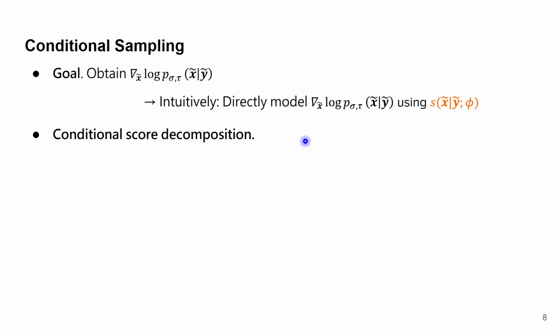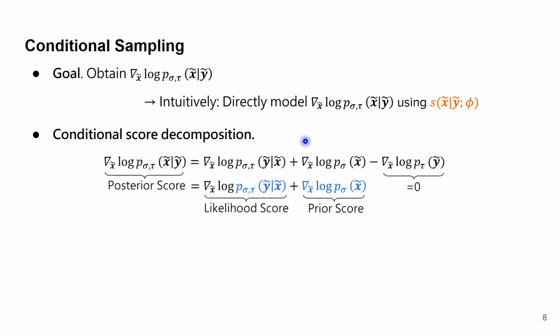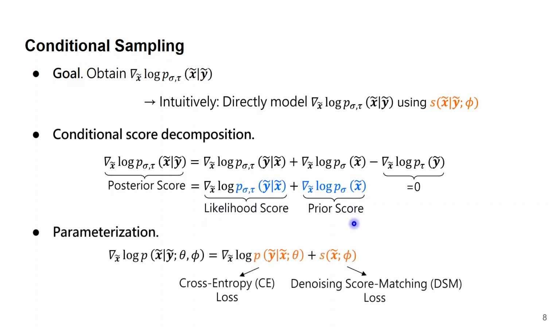So an alternative method called conditional score decomposition was introduced. It basically states that the posterior score can be decomposed as the likelihood score plus the prior score. And with proper parameterization, we may see that it is actually a mixture of the score model plus the log gradient from a classifier trained with cross entropy loss.